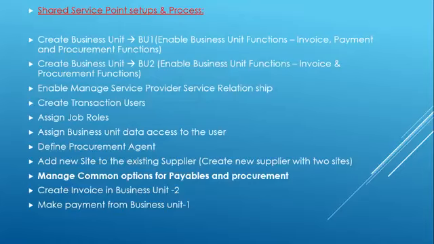For US Infra BU, we have already seen invoice creation and payment creation. For Retail BU, we will enable only the invoice functionality and not the payments functionality. So create business unit 2, and in it enable the invoice and any other functions except the payment function to test this scenario. Then you have to enable the manage service provider relationship. Then create the transaction user, the same user we are going to use, and assign the roles. We just need to provide the retail business unit access to this user. Then define that user as a procurement agent for that business unit so that we can have the supplier for that business unit.